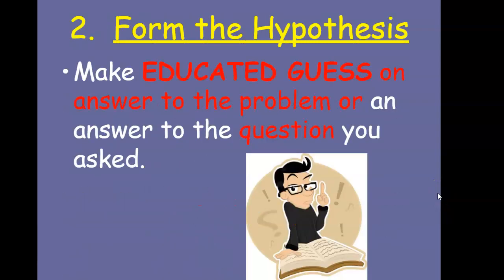Step 2, form the hypothesis. A hypothesis is an educated guess on what the answer to the problem is, or the educated answer to the question that you have asked. This is done prior to any type of experimenting. This guess is, I think this might happen if I do this. So that's your hypothesis.